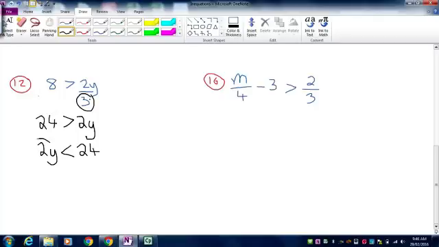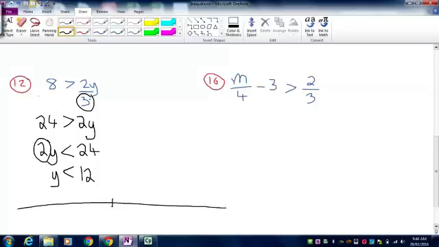So now I'm going to divide through by 2 to leave y by itself. It's still a less than symbol, and 24 divided by 2 gives me 12. So my result is y is less than 12, and then we know how to graph that one on the number line, so I'll leave that bit up to you. No, actually we'll do it because we haven't seen one with just a less than.